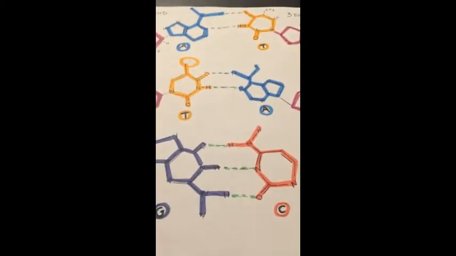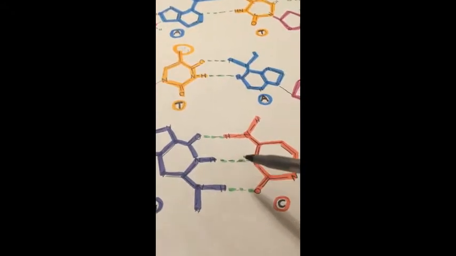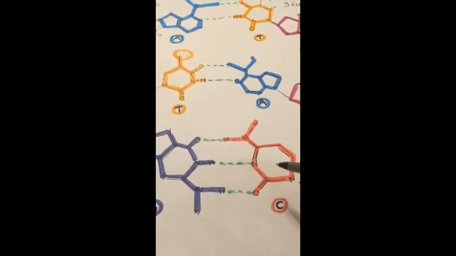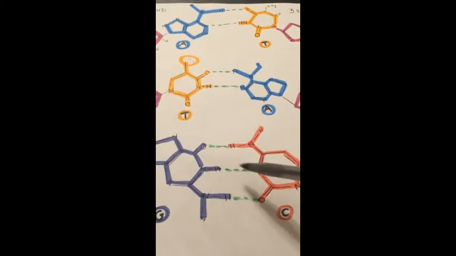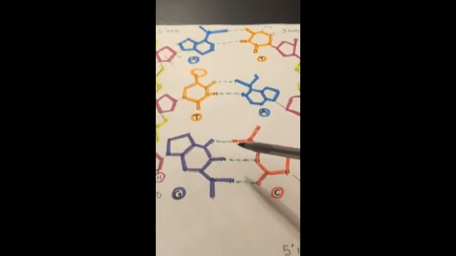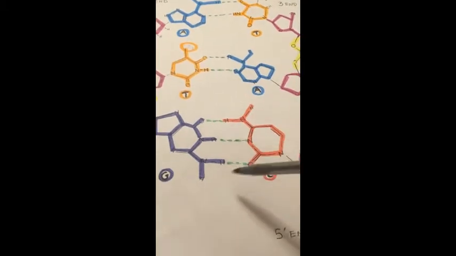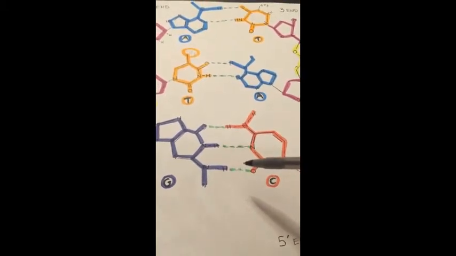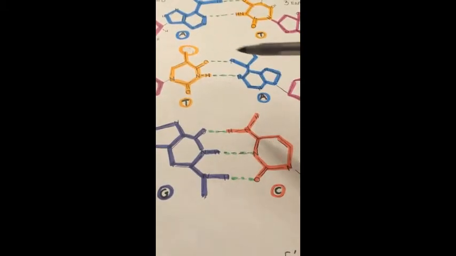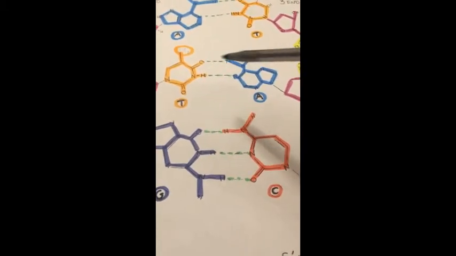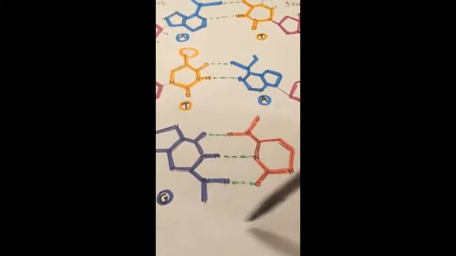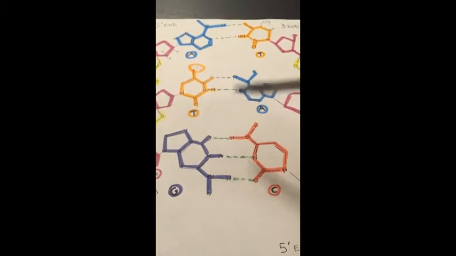Now, you may have noticed these little green dotted lines that connect the two molecules together, and these are the hydrogen bonds. The only difference between the G and C bonds is that there are 3 hydrogen bonds, making them a little bit stronger than the connection between A and T, which only have 2 hydrogen bonds. 3 hydrogen bonds, 2 hydrogen bonds.